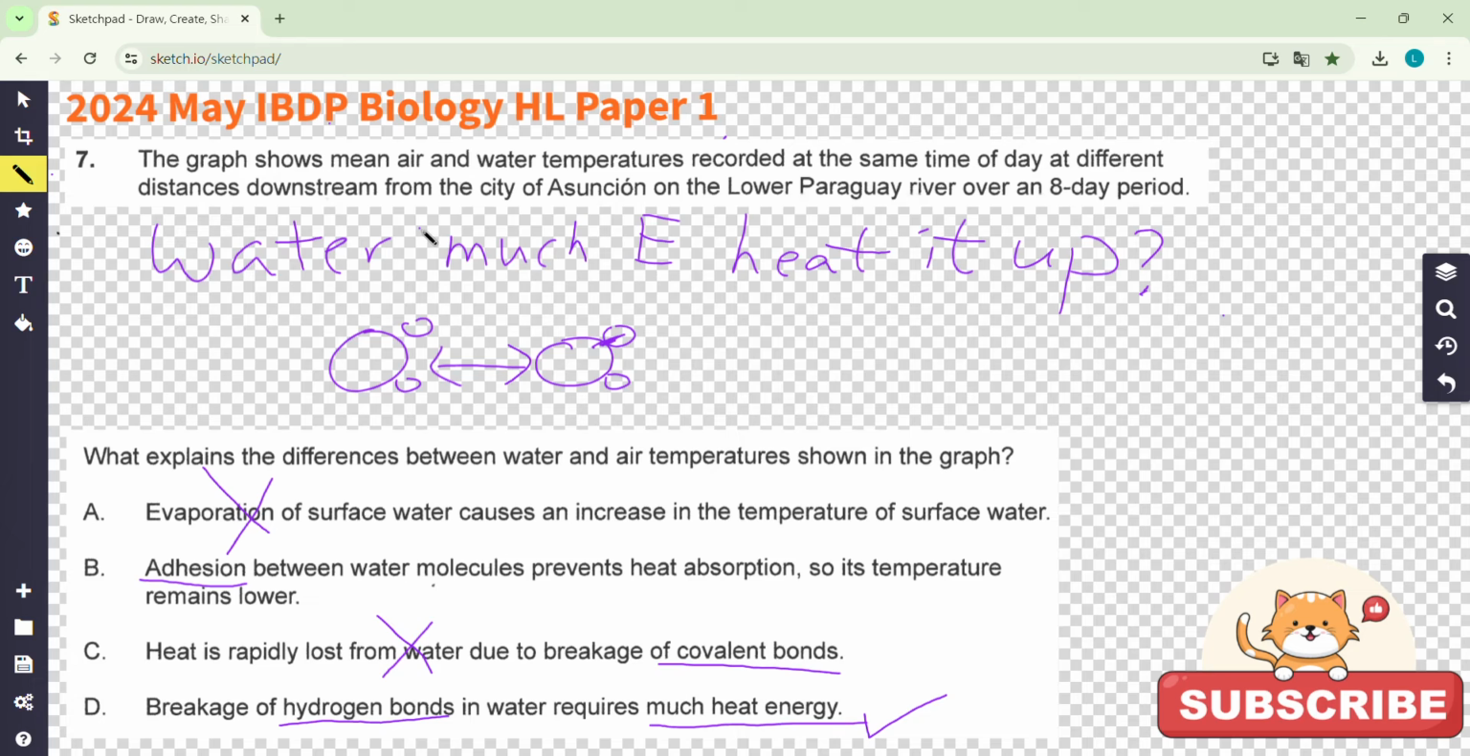Especially for option B, you see a strange word, prevent. Maybe you say that there is strong adhesion between the water molecules, so they need a lot of heat to separate them. You can say it this way, but you can't say it is insulating, right? The reason is not preventing heat absorption. The water still absorbs the heat, but the temperature rise is low. So this word prevents makes me think that the adhesion model shouldn't be right. So the answer is D.